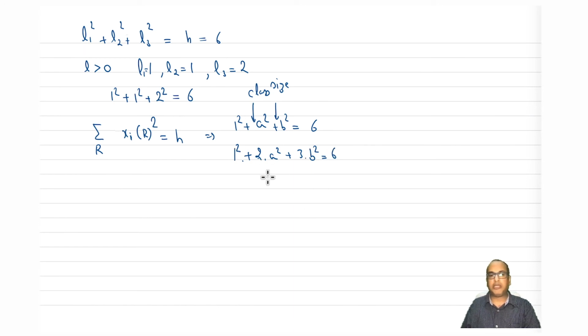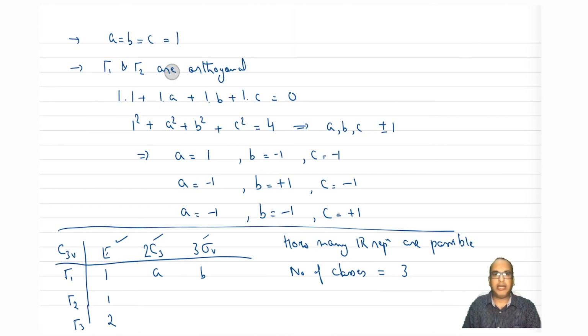Now again, what are the possible solutions? a and b can be positive or negative. Let's consider the first solution where a is equal to 1 and b is equal to 1. So this satisfies the condition. So you have 1 plus 2 plus 3 equal to 6, right? So that means we can fill the table as 1 and 1. Okay, so that is easy.